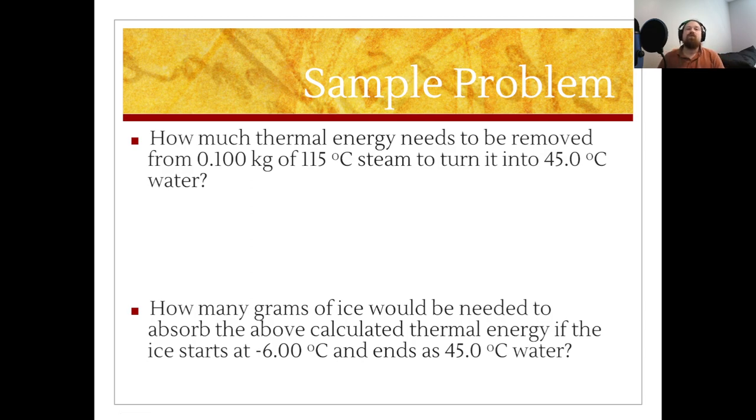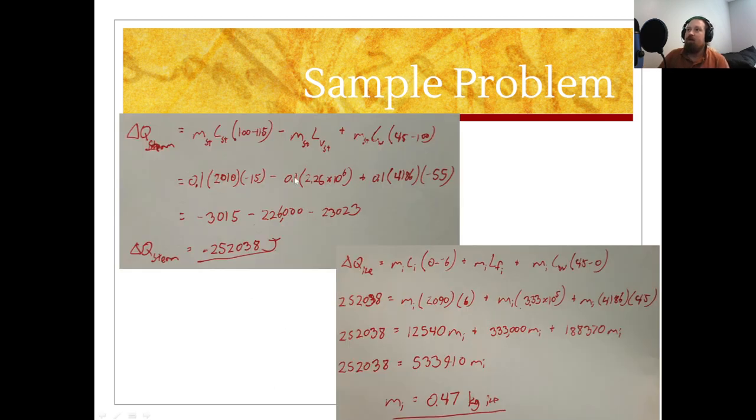So, first sample we're going to look at. Let's say we have 0.1 kilograms of 115 degrees Celsius steam. So we're starting at very hot steam, and we want to turn it into 45 degrees Celsius water. So we're going from hot steam, cooling it down into water. We're going to look at the math behind all the different steps that are needed in order to do that. We're going to come back to the second math question here. This next slide shows my work for both parts. We're just going to focus on the first part for right now.